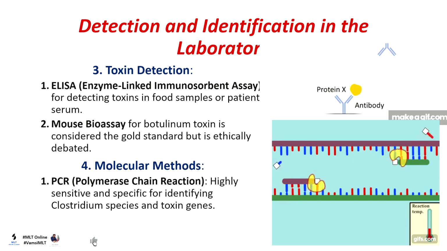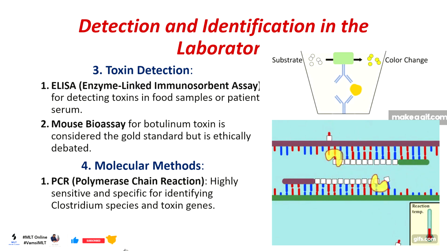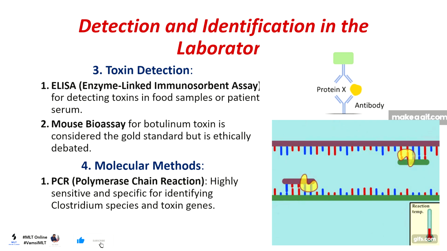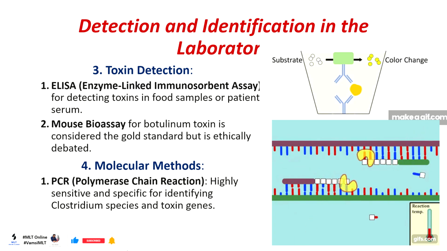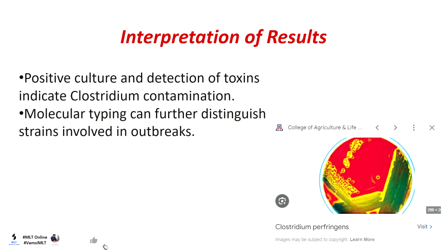Toxin detection. ELISA, enzyme-linked immunosorbent assay, for detecting toxins in food samples or patient serum. Mouse bioassay for botulinum toxin is considered the gold standard but is ethically debated. Molecular methods. PCR, polymerase chain reaction, highly sensitive and specific for identifying Clostridium species and toxin genes. Interpretation of results. Positive culture and detection of toxins indicate Clostridium contamination. Molecular typing can further distinguish strains involved in outbreaks.